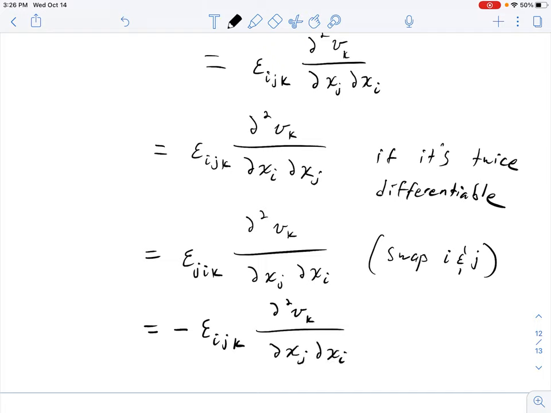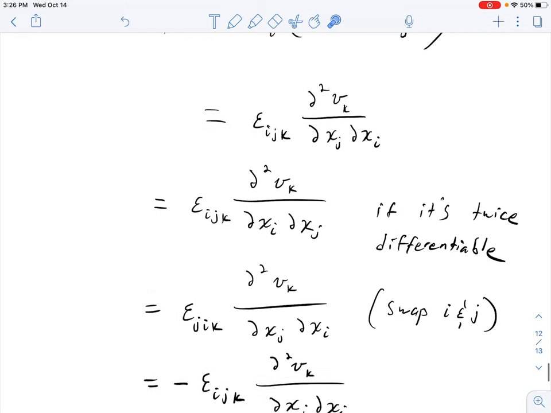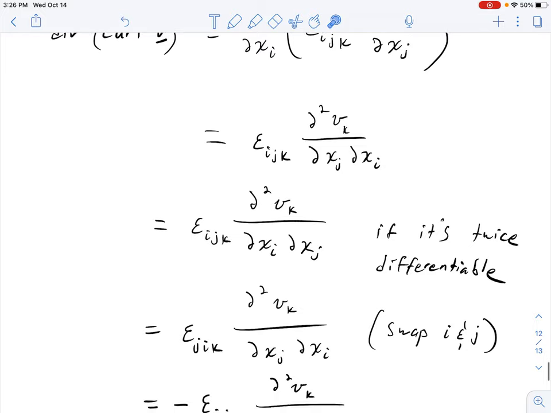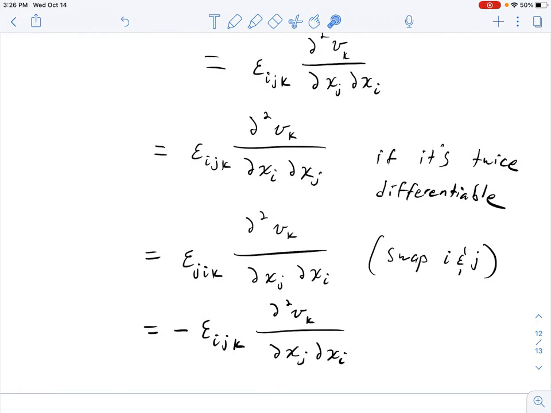So in other words, we showed that this term, epsilon ijk, second partial derivative of vk with respect to xj and xi, has to equal the opposite of itself, which is equal to minus... So the divergence of the curl of v is equal to minus the divergence of the curl of v. So that can happen only if it's equal to zero.